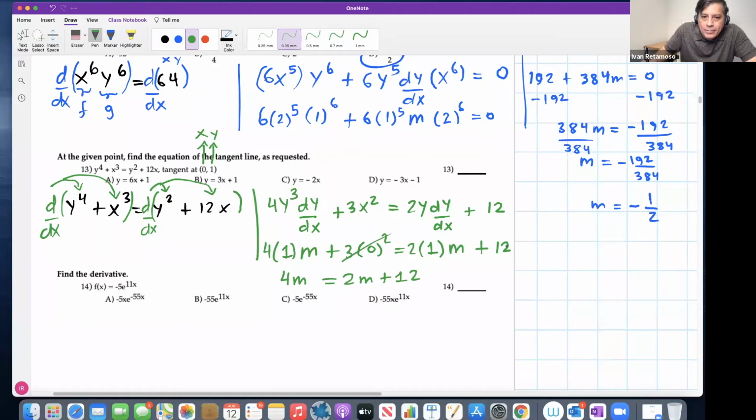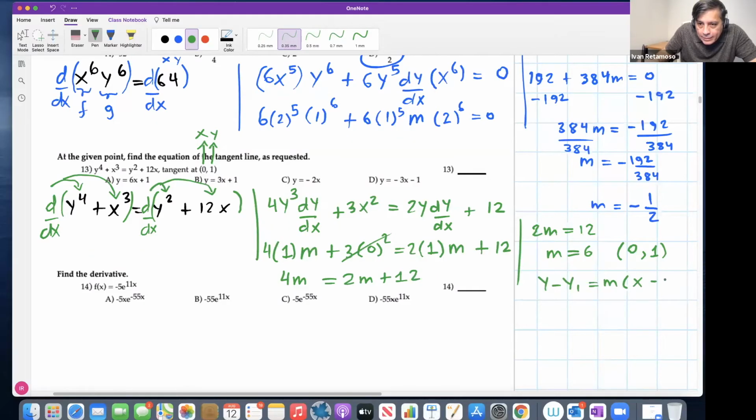Subtract 2m on both sides, you will get 2m equals 12. Divide both sides by 2, m equals 6, right? We got our slope. But now, in addition to this slope, I have this point (0, 1). With the slope and the point, I can find the equation of the tangent line, right?